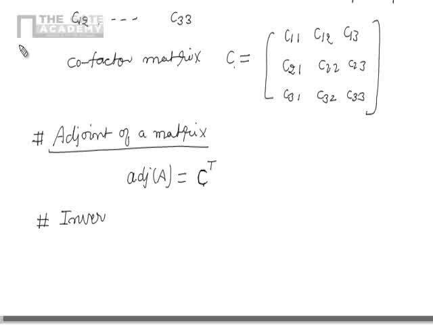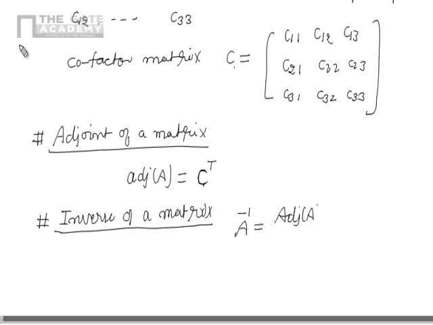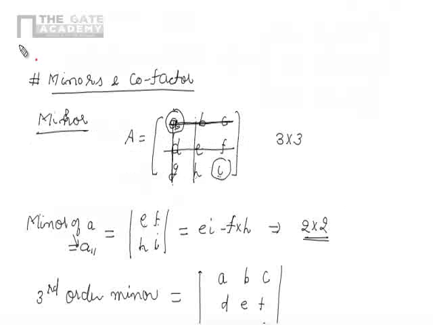So the inverse of a matrix, we can find out the inverse of any matrix, which is denoted by A inverse. This is equal to adjoint of A divided by the determinant of that matrix. Now I'll take a simple example and I will try to explain cofactor, adjoint, and the inverse of the matrix.